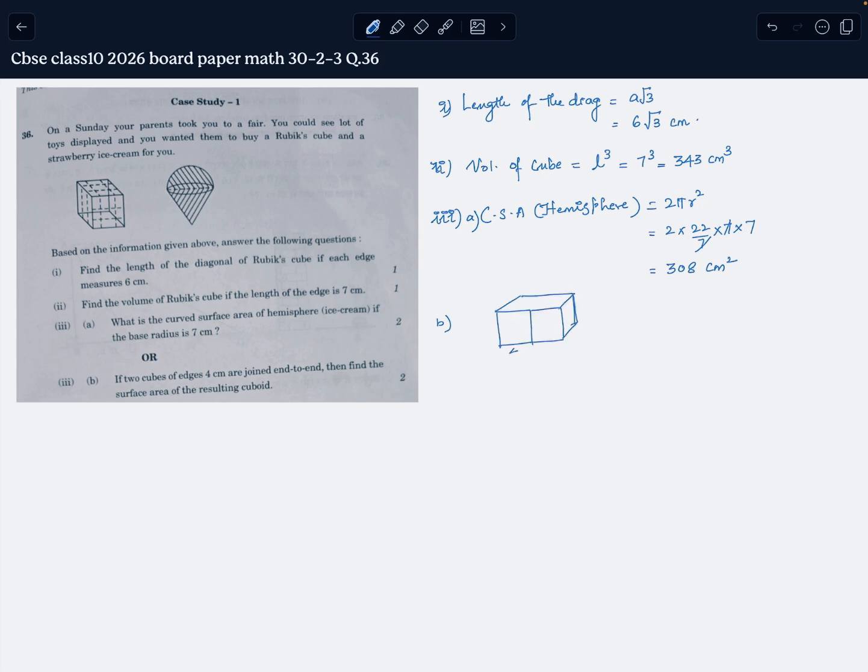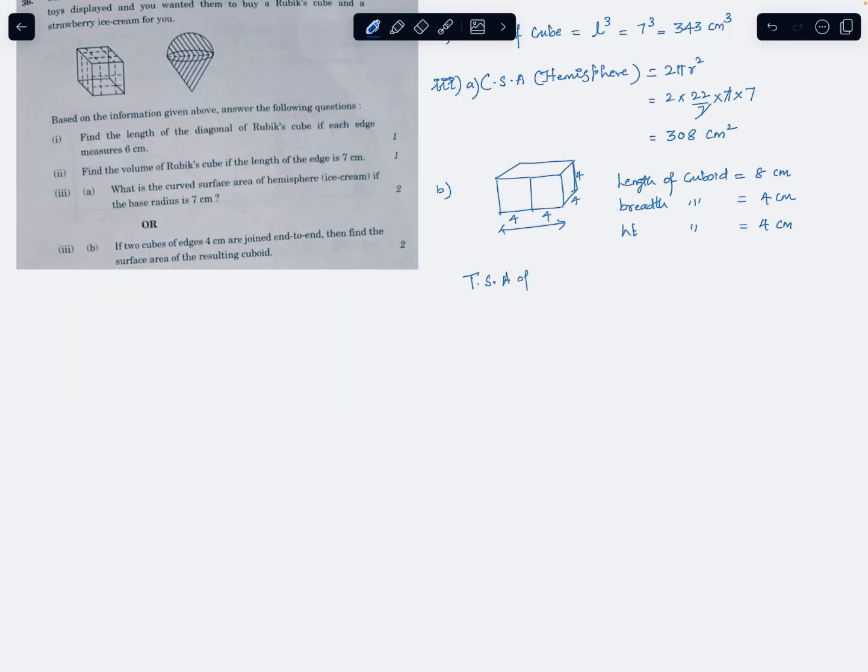The edge of the cube is 4 centimeter and the breadth is also 4 and the height is also 4. The length of the cuboid is 4 plus 4, that is 8 centimeter, and the breadth of the cuboid is 4 centimeter and height is also 4 centimeter. The surface area of cuboid gives us 2 times 80, that is 160 centimeter square.